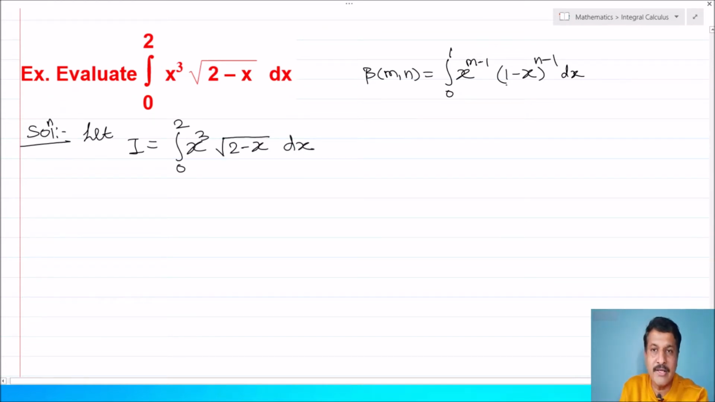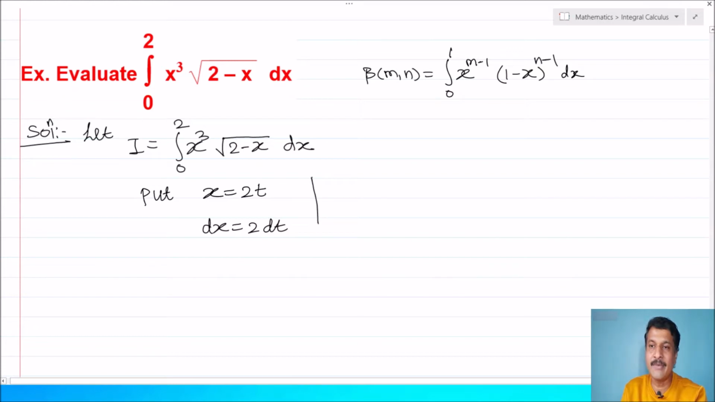So I want here 1 minus x, or a new variable t. How? You can observe here that x equal to 2t, so I will get 2 minus 2t. So 2 is common. That is why the substitution is x equal to 2t. So what is the dx? That is equal to 2 dt.